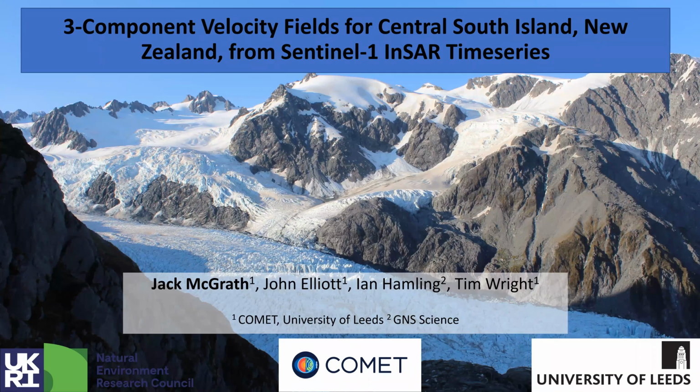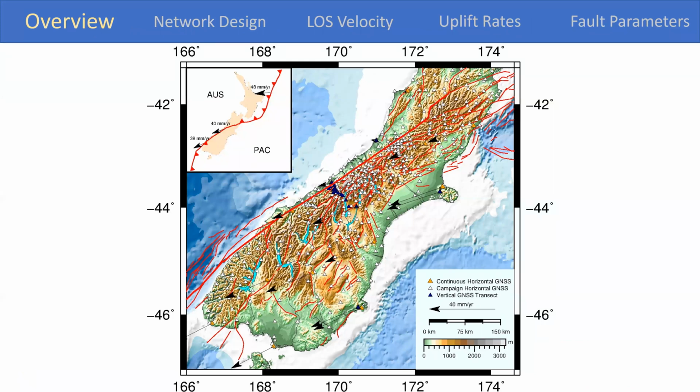Hi, I'm Jack McGrath. I'll be talking about generating three-component velocity fields for Central South Island of New Zealand from S1 InSAR. So South Island is the surface expression of the transpressional part of the boundary between the Pacific and the Australian plates, where approximately 40 millimeters per year of plate motion is partitioned onto the Alpine fault as 37 millimeters per year of dextral strike slip and about 10 millimeters per year of convergence.